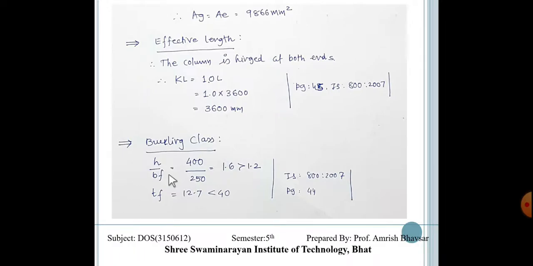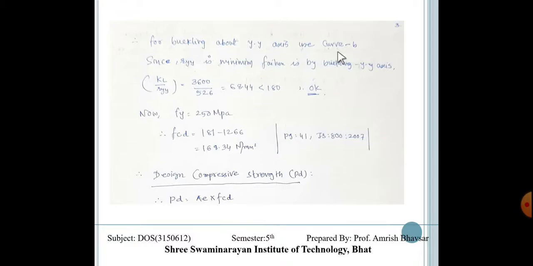So first we have to choose our buckling class for this section. So H upon BF is greater than 1.2, and the thickness of flange is less than the limit. From these two criteria we will get the buckling class about YY as curve B, since RYY is minimum for column failure, that we know, and we have taken this kind of example.